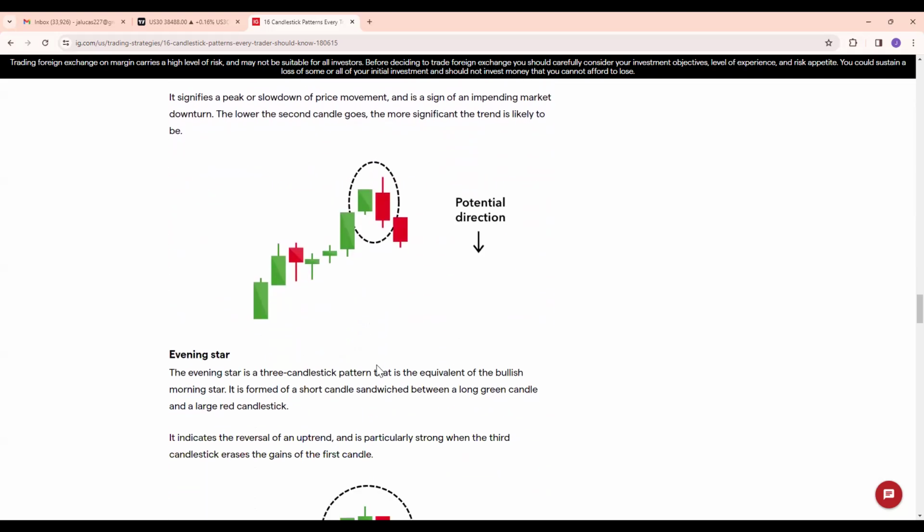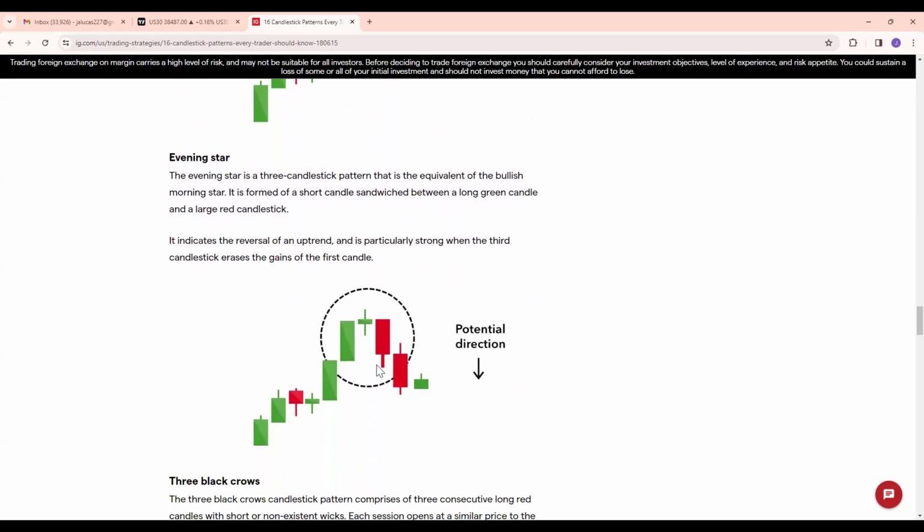Bearish engulfing, we went over. Evening star. Okay, so this is another type of doji. This is a bullish doji.